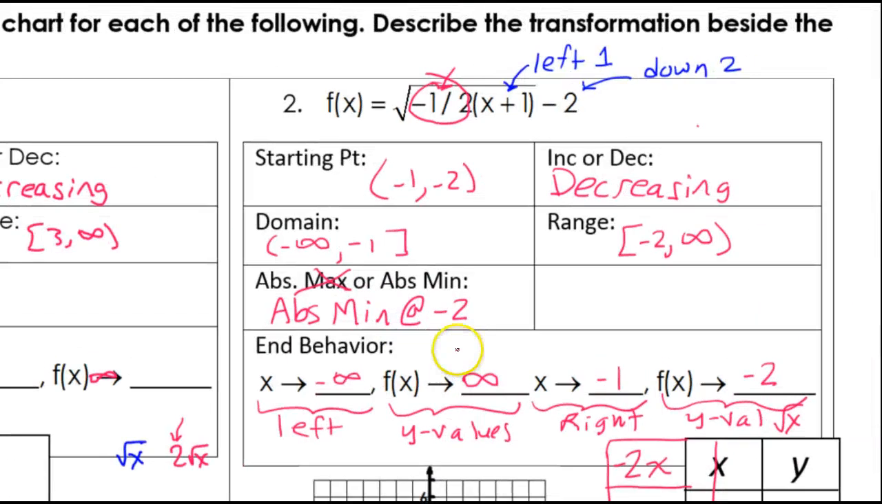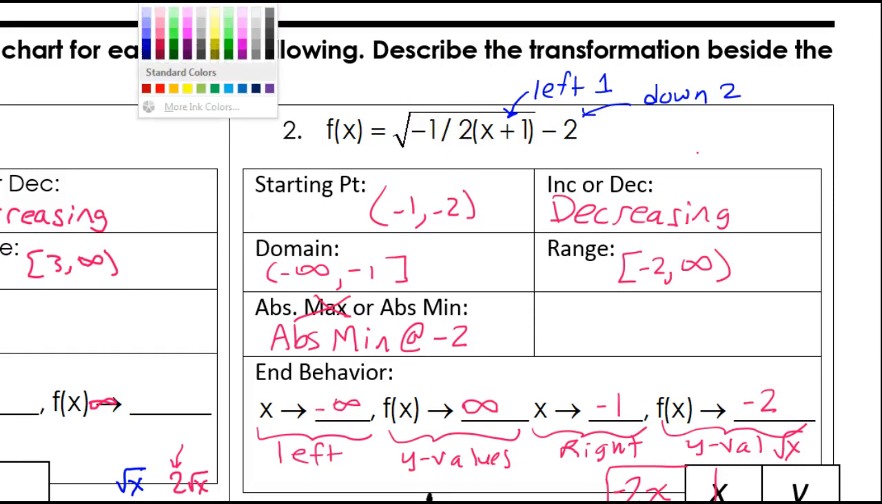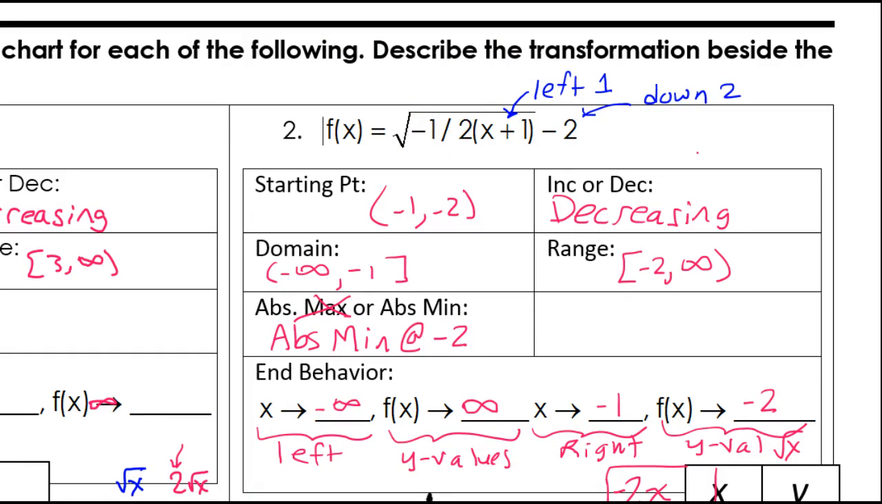Wait, we were supposed to say all of the transformations. So I listed off a couple of them, but there are a couple more that we need to say. Okay, so we dealt with the +1 and the -2. That's left 1 and down 2.